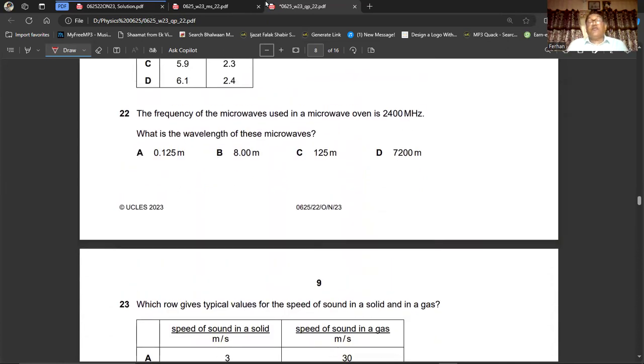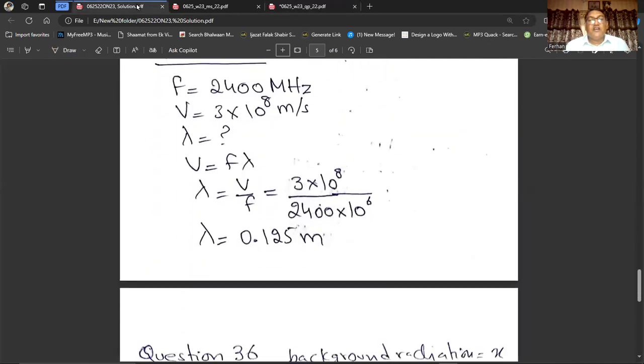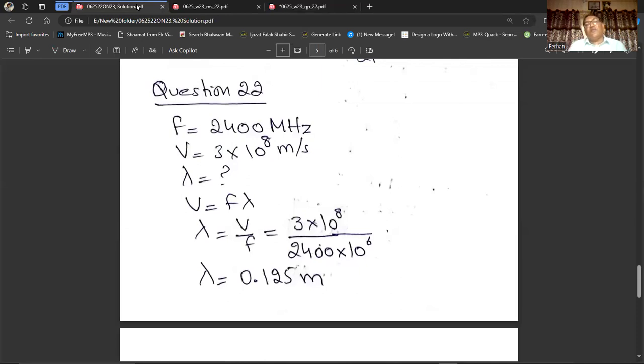Question number 22. The frequency of the microwaves used in a microwave oven is 2400 megahertz. What is the wavelength of these microwaves? We know the speed of the microwaves is 3 × 10^8 meters per second. The frequency is given as 2400 megahertz, and we want to calculate the wavelength. This is a simple question. The only trick here is that the frequency should be in hertz, so I will write 2400 × 10^6 hertz.